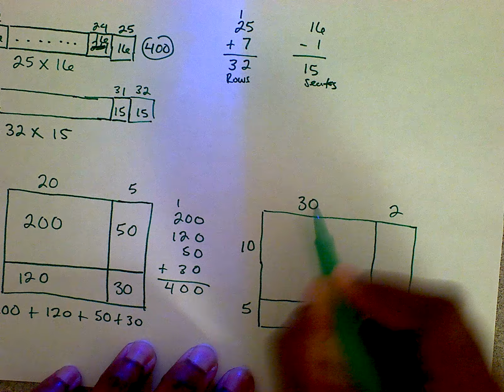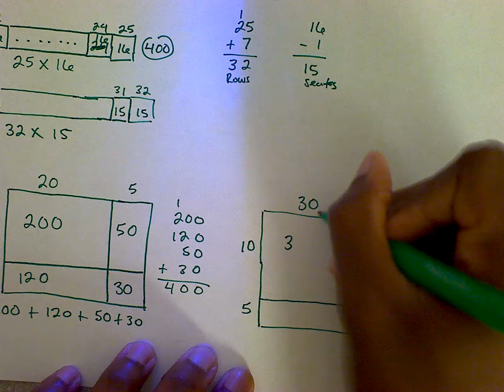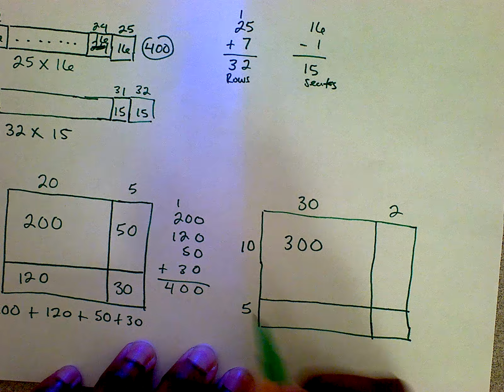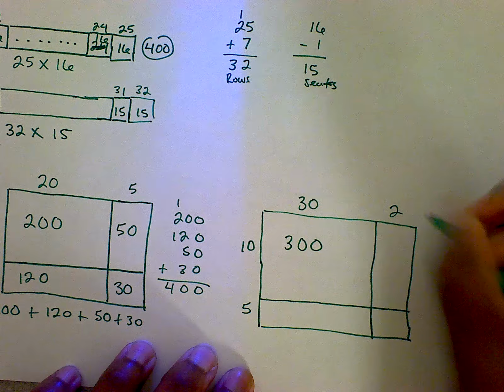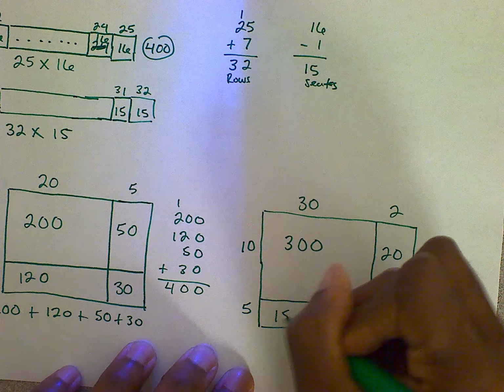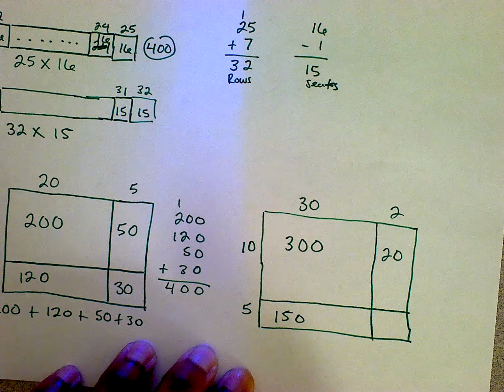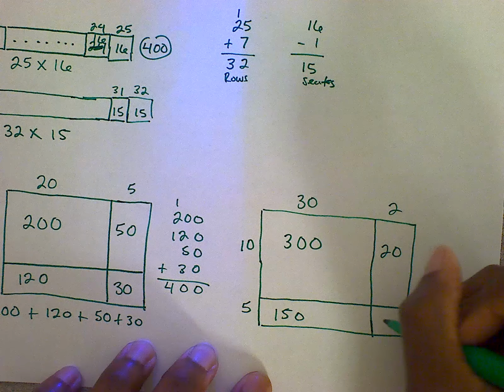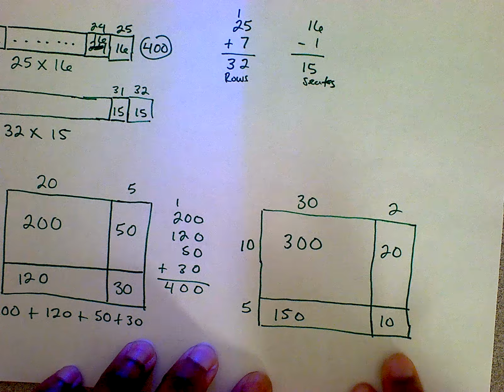So once again, we have 1 times 3, which is 3. How many zeros involved in that problem? 2 zeros. 10 times 2, which is 20. Now we got 5 times 3, which is 15. Let's bring that 0 down and add to that. That's 150. And 5 times 2, which is 10.